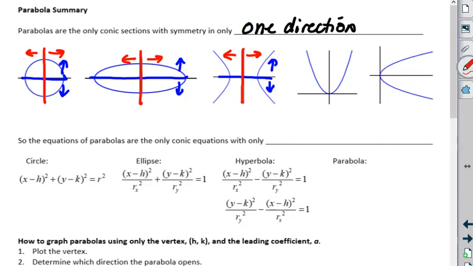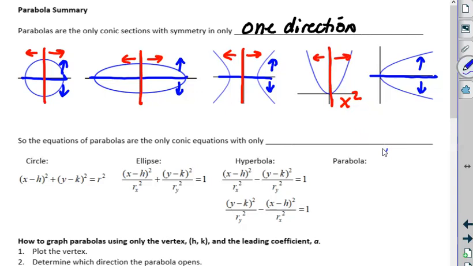But parabolas are different. They either have a vertical line of symmetry in which they look the same to the right or the left, or they have horizontal symmetry where they look the same up and down, but not both. A graph with vertical symmetry has an x squared in it, but not a y squared. It has an x squared because we can have both positive and negative values for x, and it gives me the same y value.